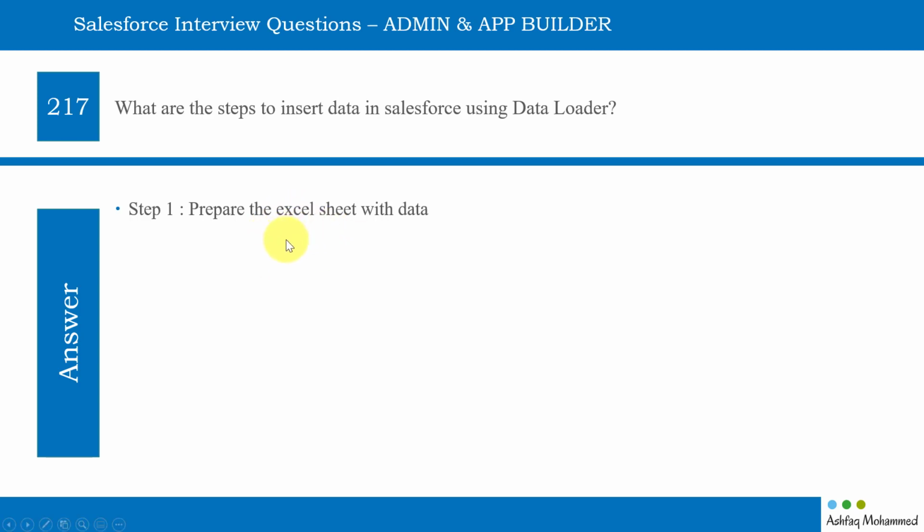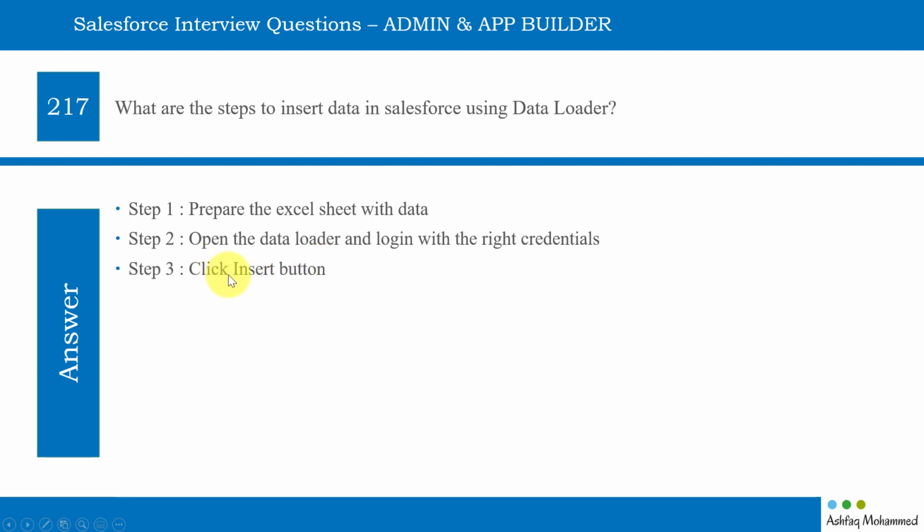Okay. So you get the data in rows and columns instead of opening the notepad and creating the comma separated value. So don't get confused. Step 2 is open the data loader and log in with the right credentials. You can use your Salesforce credential to log in and then click the insert button, which I have just shown you in the previous screen, and select the object you want to load the data.